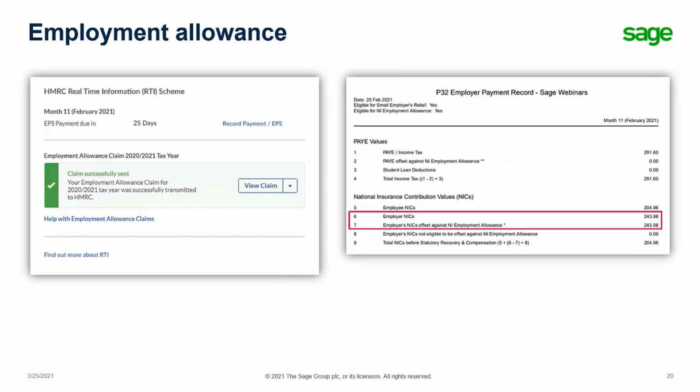In the summary screen, you will see that the claim has been successfully sent, and at the end of each month, you will see the reclaim values on your P32 report. The values will be offset against your employer's national insurance up to £4,000 per year.